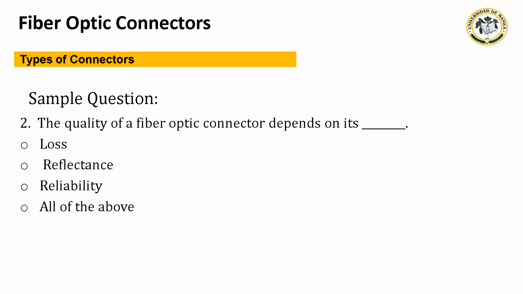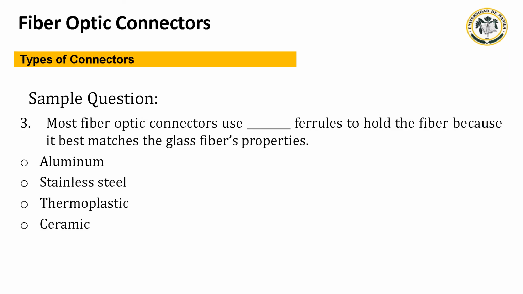Second, the quality of a fiber optic connector depends on its loss, reflectance, reliability, or all of the above. Third, most fiber optic connectors use blank ferrules to hold the fiber because it best matches the glass fiber's properties: aluminum, stainless steel, thermoplastic, ceramic.